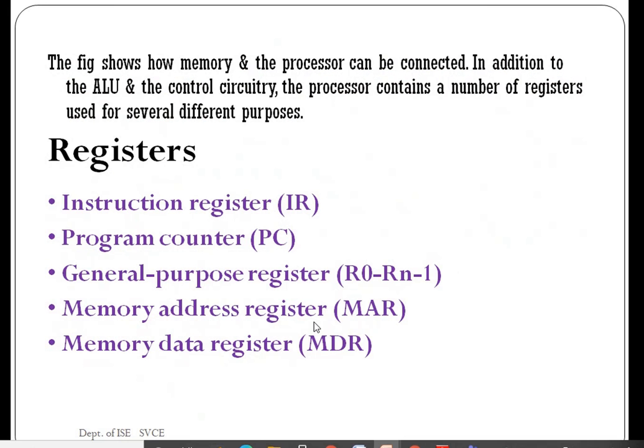Then the memory data register, MDR, holds the data. What's the data? It may be taken from memory and placed into the MDR, or from the MDR it may be written back to the memory. And then the memory address register holds the address of the memory, either for read or write operations. So these are the important registers used to make the connection between the processor and memory.